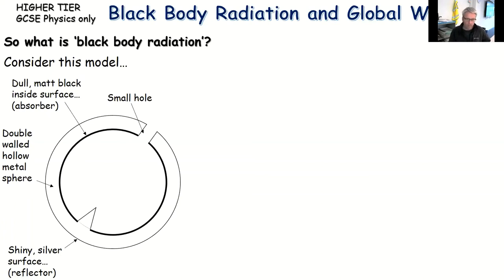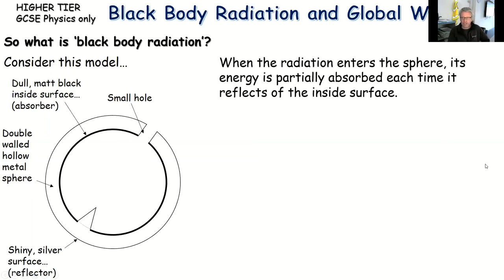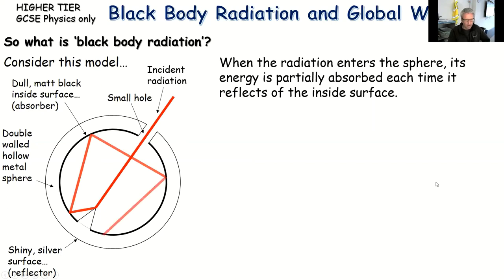And if you've done work about conduction and convection already, which you should have done, the fact that it's a vacuum inside the double walled sphere will mean that it's a very poor conductor and convector of heat as well. So what's going on here? Well, when radiation enters the sphere, it's partially absorbed each time it reflects off the inside surface. So here's the radiation, and you can see it bouncing off the wall, but its intensity is reducing each time because it's losing energy. Its energy is being absorbed each time it touches that surface.